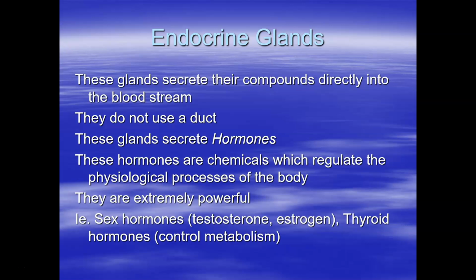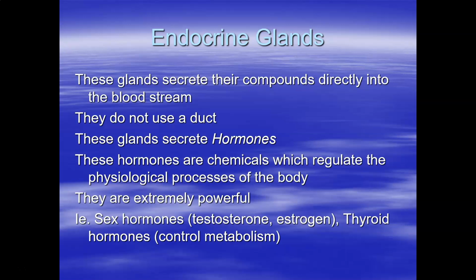Endocrine glands are quite often made of epithelial tissue, but the difference is they secrete their compounds directly into the bloodstream. They do not use a duct. So if they do not have a duct that goes to an apical surface, endocrine glands secrete their compounds directly into blood. These glands secrete a compound called hormones.